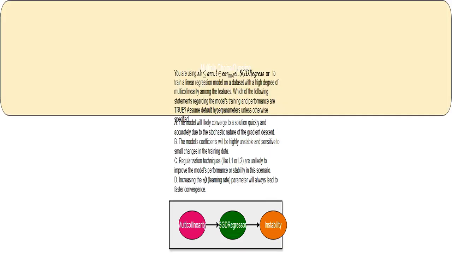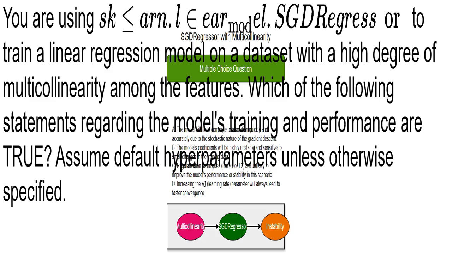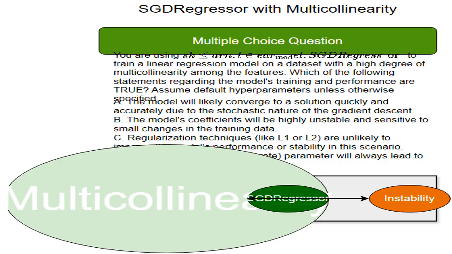This is a multiple-choice quiz testing your knowledge of how SGDRegressor behaves when dealing with multicollinearity. You're training a linear regression model using the SGDRegressor function from scikit-learn's linear_model module. The data you're using has a major issue: multicollinearity among the features. The question is asking you to identify which statements about the model's training process and results are true, given this multicollinearity. Multicollinearity, in simple terms, means that there's strong correlation between different input variables in your dataset.